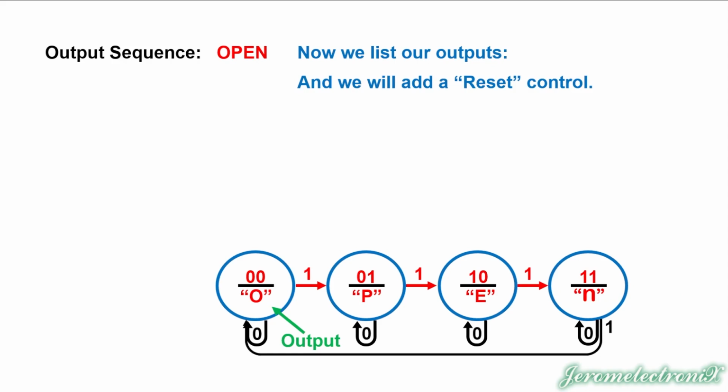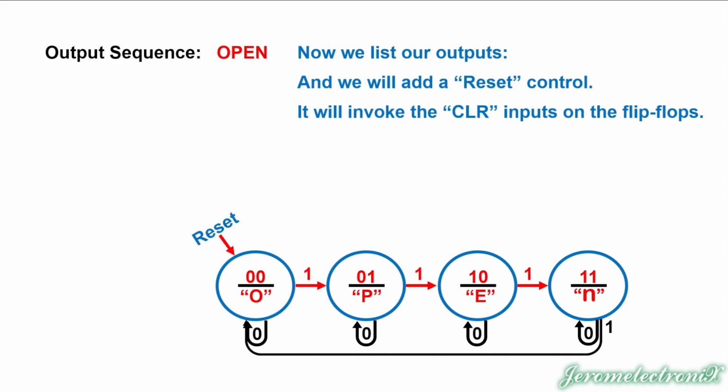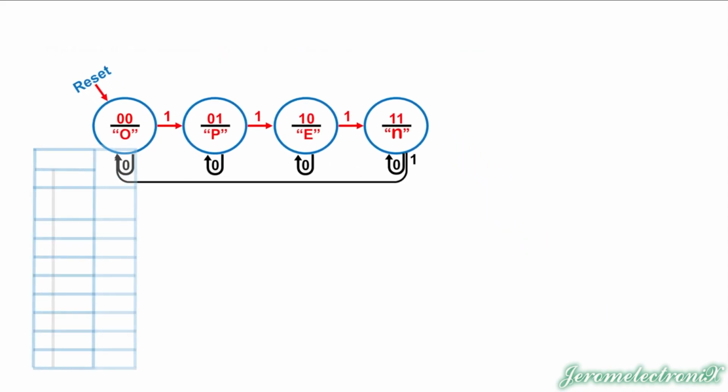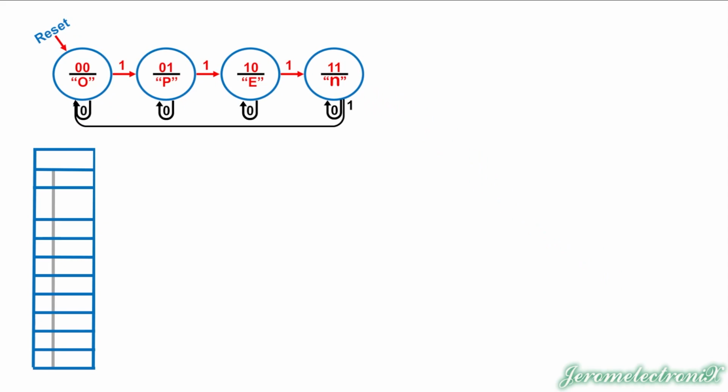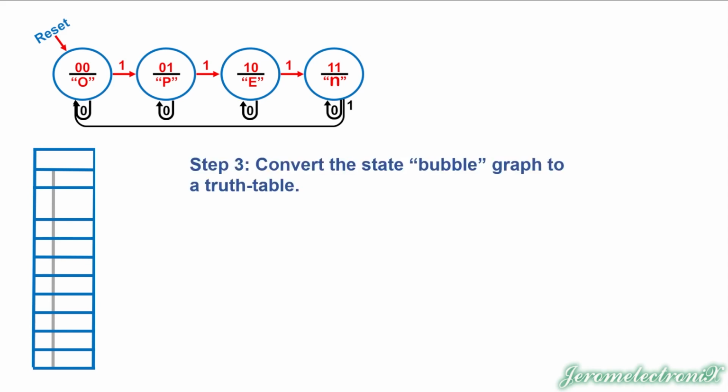And so we're also going to add a reset control, and it will invoke the clear inputs on the flip-flop. You remember the presets and the clears. So we're going to invoke the clear inputs to force it to start at the first state, and that will be what we call the reset. Okay, so there's our state graph, and if you want to pause the video now because you already know how to populate inputs on truth tables, we do have an input here.